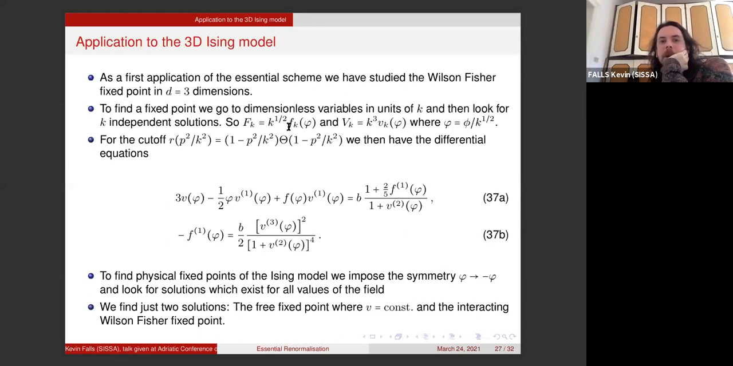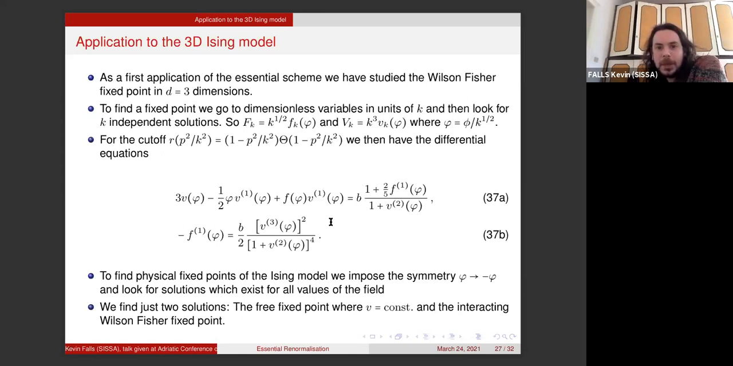So this means that you work in dimensionless variables. You essentially rescale everything by factors of k, and then look in the dimensionless formulation, where at fixed points the dimensionless variables become independent of k. And for this case, we just use this simple regulator. And then when we look for the fixed points, we get these differential equations.